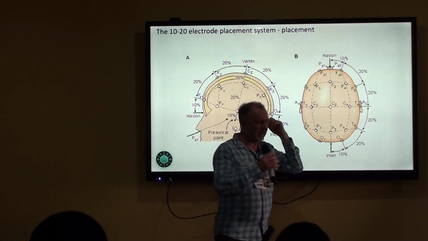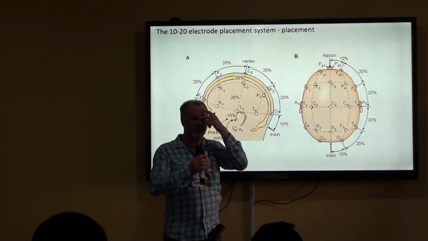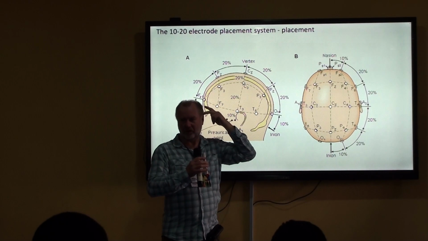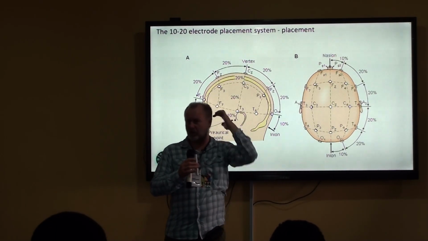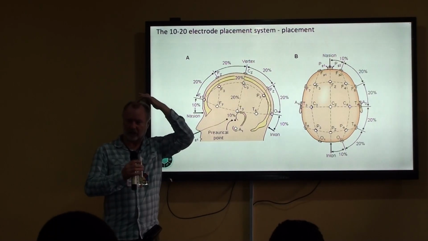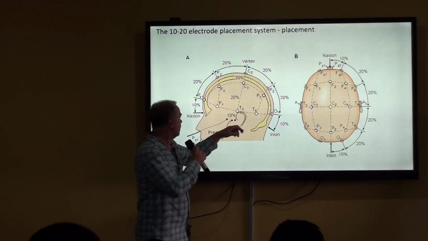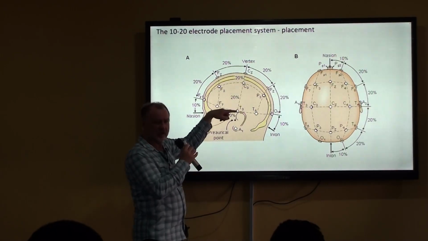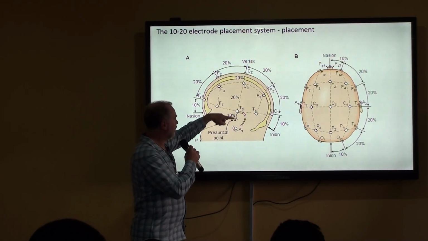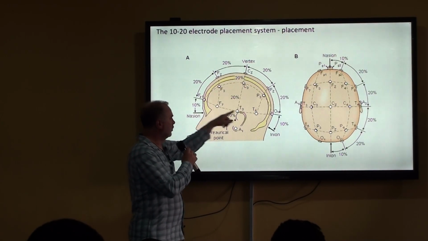So also here, we have this line connecting FP to C5 to OZ to C6, and that's another line that we then determine. So again, C5 and C6, or T3 and T4, depending on how you call them, they're 10% distance. So then we determine this line.